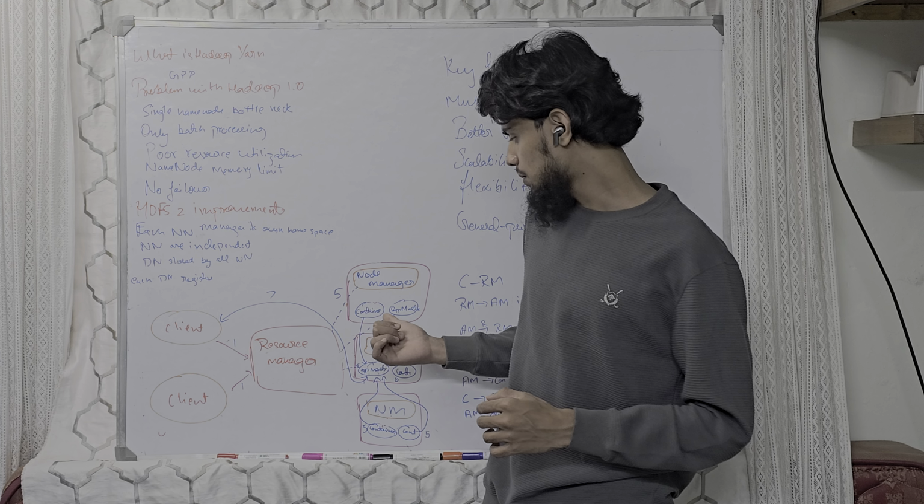Node manager, what it does, it deals along with the app master. It checks on the container, keeps an update on the container, what is happening, like tracking, and it will be updating the resource manager. And at the end it executes the final codes. So that's all about the architecture.